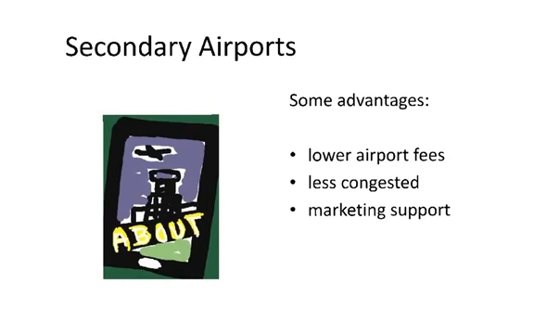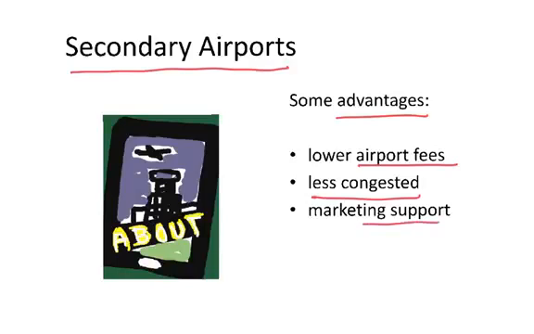Low-cost airlines tend to use secondary airports, which are not the main airports of the city. And this has some advantages. For instance, very often they get lower airport fees. Those airports tend to be less congested, so then they don't have problems about waiting times as in big airports. And those airports, very often they try to attract airlines such as low-cost, and they are willing to pay marketing support when you launch a new route, when you start a new base, and so on.